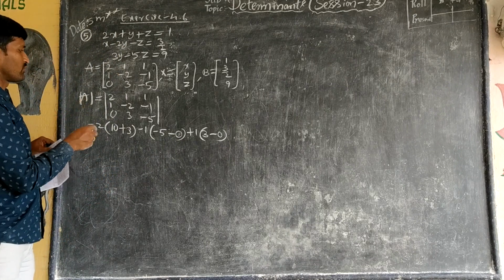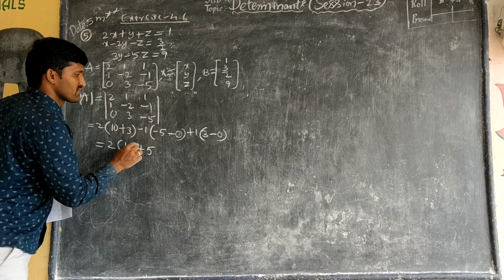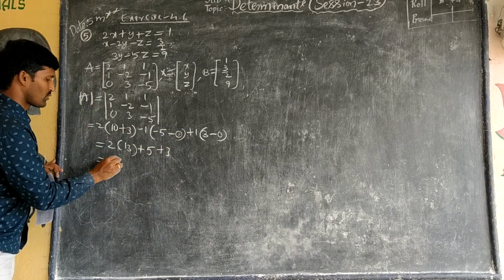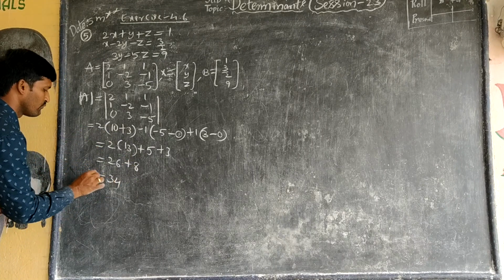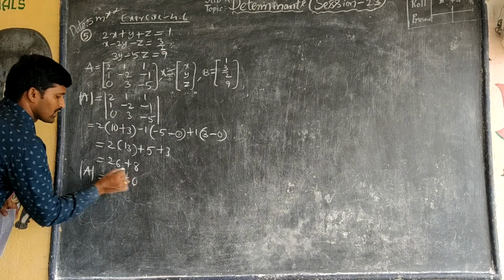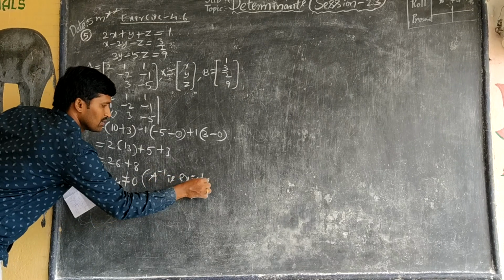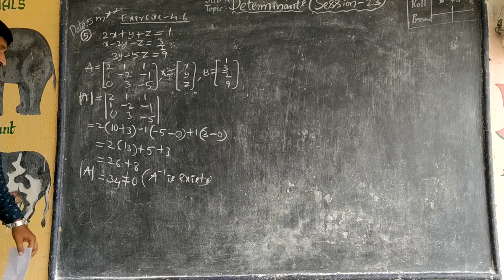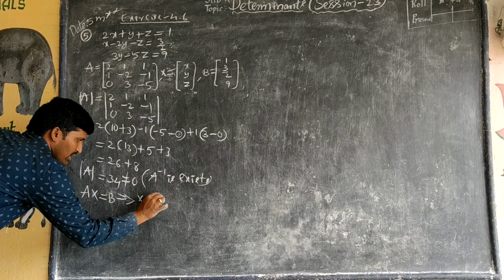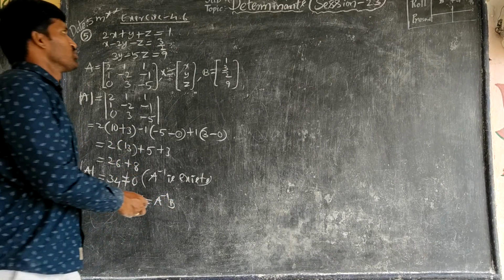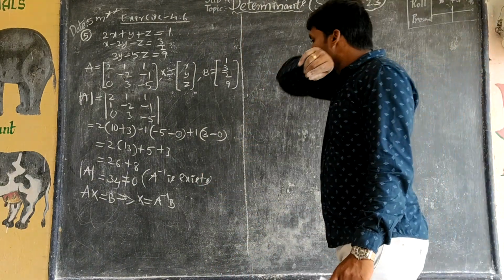Check clearly, calculate and find the values. 2 into 13 minus 1 into minus 5 plus 5. 1 3s are 3. This is 26 plus 8. Now 26 plus 8, how much will we get? It is clearly 34. The A value clearly we got is not equal to 0. That's why A inverse exists. Now for A inverse, what is the matrix equation? The matrix method equation AX equal to B. From this we can use X equal to A inverse into B. Only when A is not equal to 0 can we apply the matrix method concept to find the X matrix.